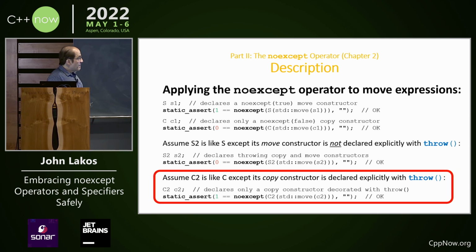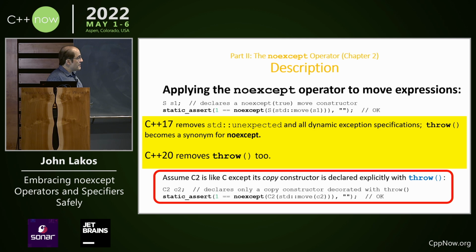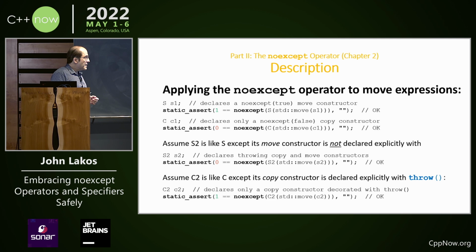Now, interestingly, in C++17, throw becomes actually a synonym for noexcept, and in C++20, it's all gone. So none of the old standard dynamic exception stuff remains. Okay, so we get rid of the throw, and we just put our little noexcept there.